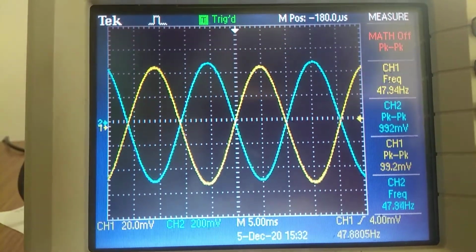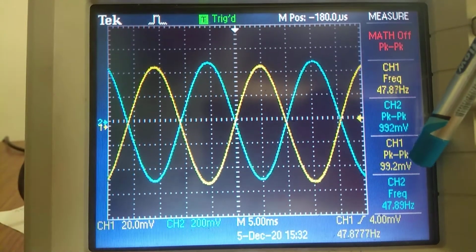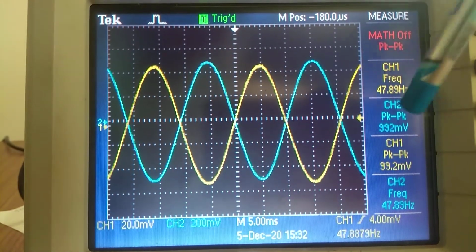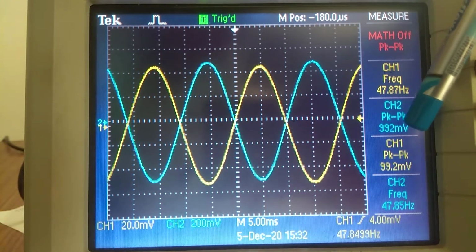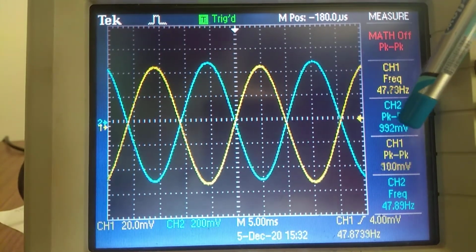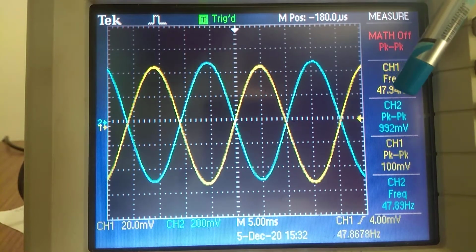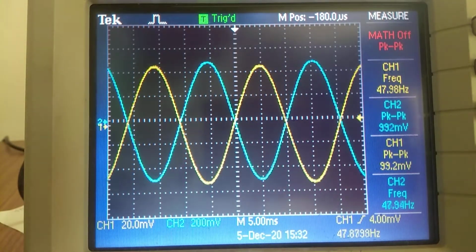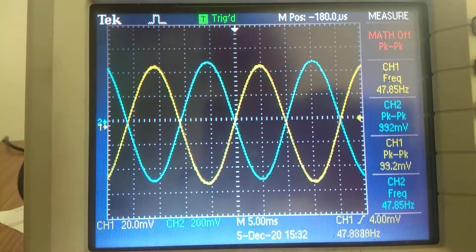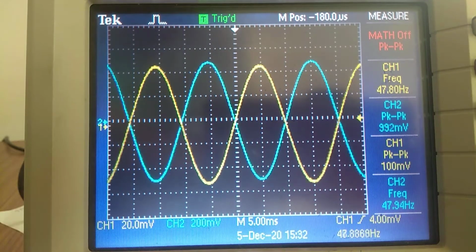Now if you see, this is the input of 100 millivolt that we are giving, and we are going to get a gain of around 10, meaning around 1 volt. We are getting 992 millivolt. 100 multiplied by 10 is going to come around this. This is 50 Hz. This is the input that we have given, the yellow one. The output we are going to get is inverted because of the inverting operation. Now we are just going to change the frequency and see the output.